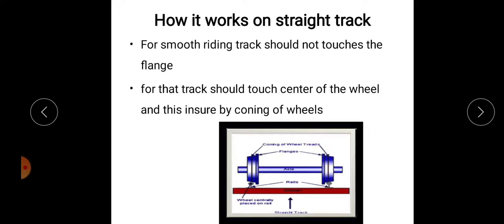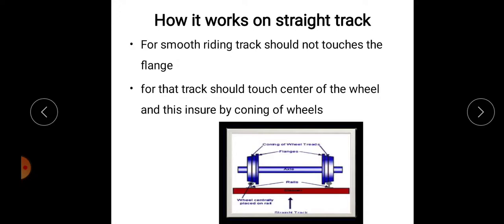For smooth riding, the track should not touch the flange. In this figure it is marked as the flange of the wheel. In order to have smooth riding, the rails should not touch the flange. If it touches the flange portion, the riding will not be smooth, there will be some jerk.